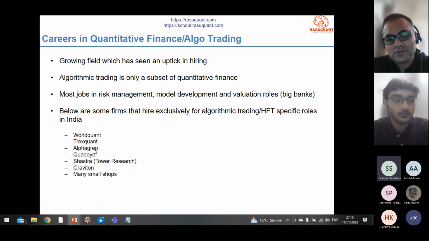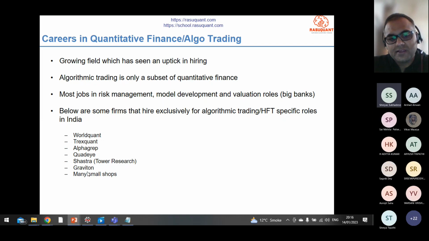So again, it's difficult to get into these organizations, but you can. I mean, they hire people all the time. So if you are interested, you can try for an internship in these organizations as well. Graviton, again, an up and coming HFT firm. And then there are many small shops, like Kotak and Zerodha and Marwadi Group, etc.